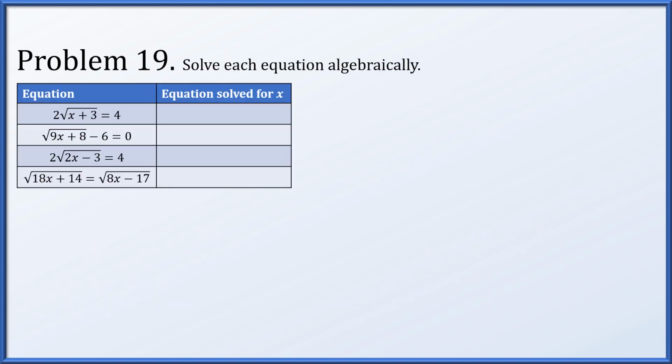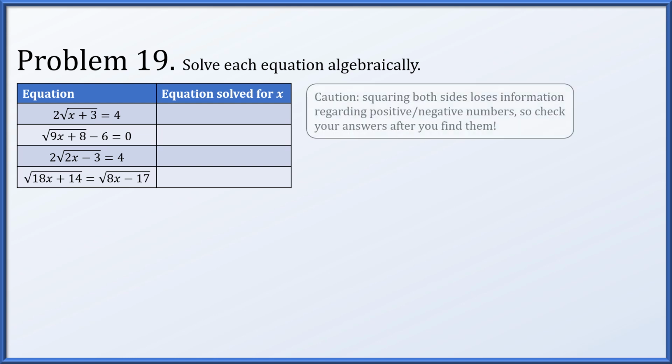For problem 19, we have a bunch of equations. We're going to solve them for x. I caution you that squaring both sides of an equation loses information about what was positive and what was negative. So if you ever solve something by squaring both sides, it's important to go back at the end of your work and check if your answer made sense in the original problem.